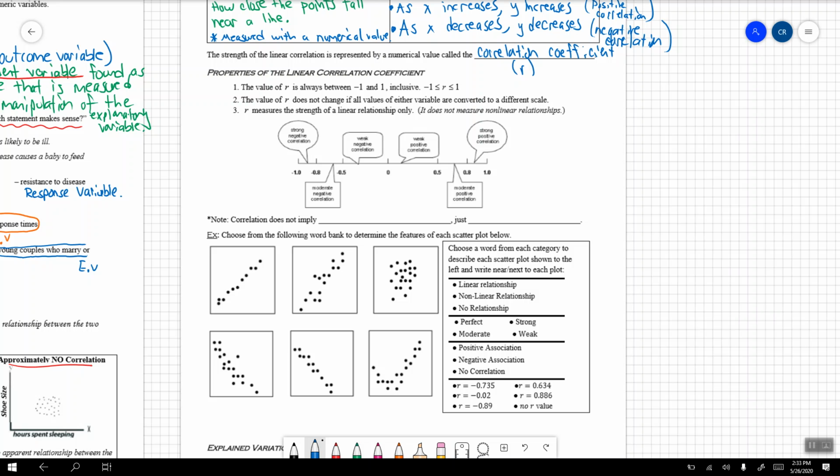Number two, the value of R does not change if all values of either variable are converted to a different scale. All right, that one's going to be very important. If we convert to a different scale, then the value of that correlation coefficient should not change. All right, now let me give you an example for that.